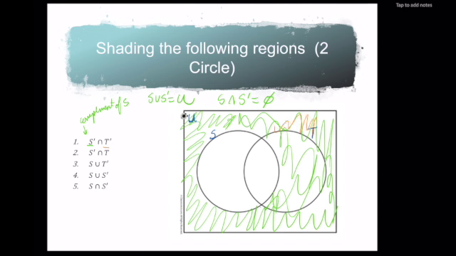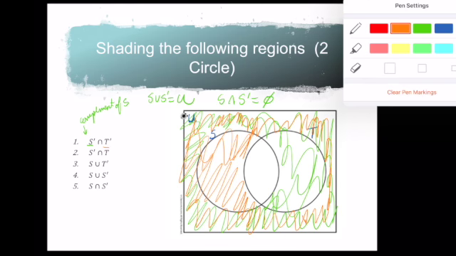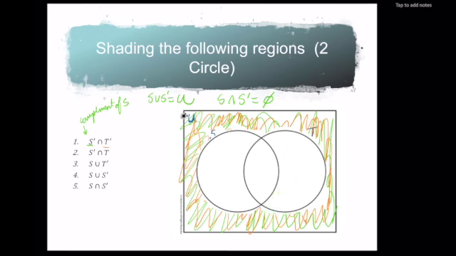So all of this is not in T. So what I'm looking for is where the orange and the green occur at the same time. You could use an eraser to erase where they don't occur. So they don't occur here, that was just orange. They don't occur here, that was just green. Or what you could do is highlight in a different color.